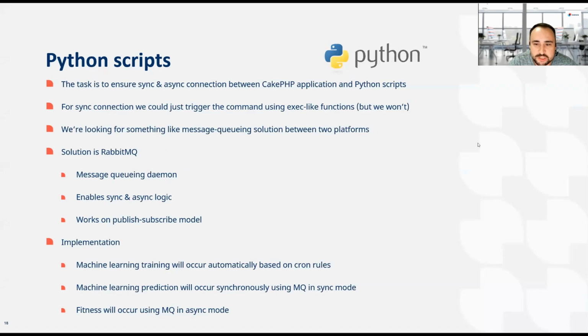So what do we need to do in the project? We need to ensure that there is some connection between CakePHP and Python. It needs to be synchronous and asynchronous, so there are two types of connections. For the synchronous connection, we could just trigger the command with some sort of exec function, but I don't think it's good practice. It's sort of a dirty way.